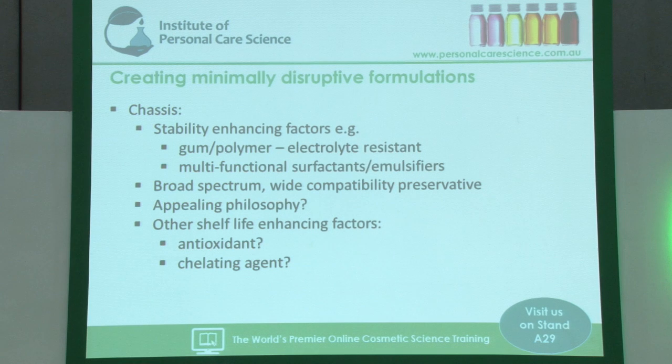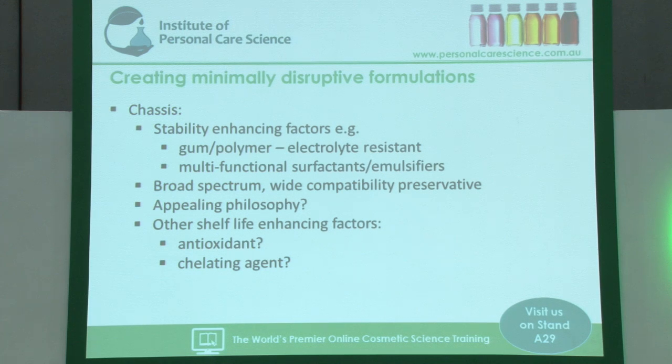Okay, you're going to be adding actives, lipids. These materials could challenge your base formula a lot. They may not challenge it much at all. But you need to create your base chassis to tolerate all sorts of conditions. So you need to pick a gum or polymer that is electrolyte resistant so that if you add a material that is going to create electrolytes, then it's not going to affect your base chassis. Does that make sense? Very, very important ingredient decision.